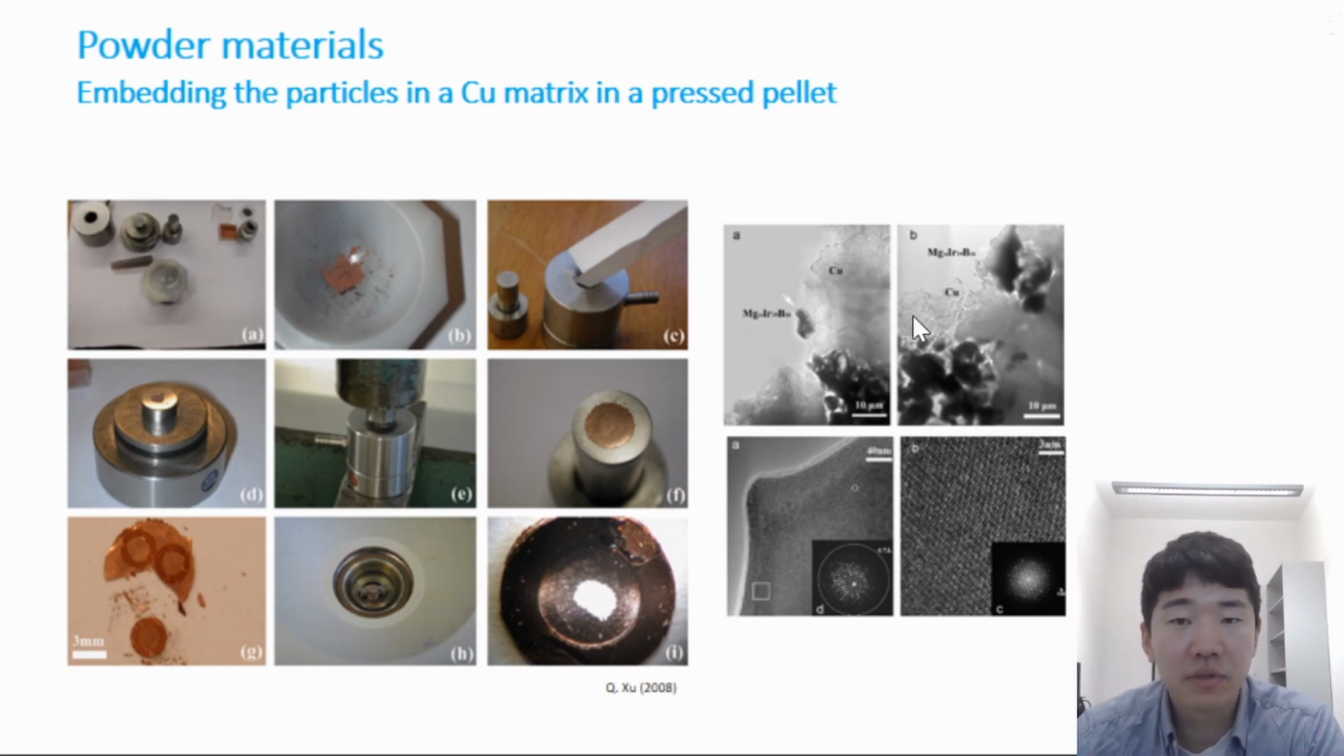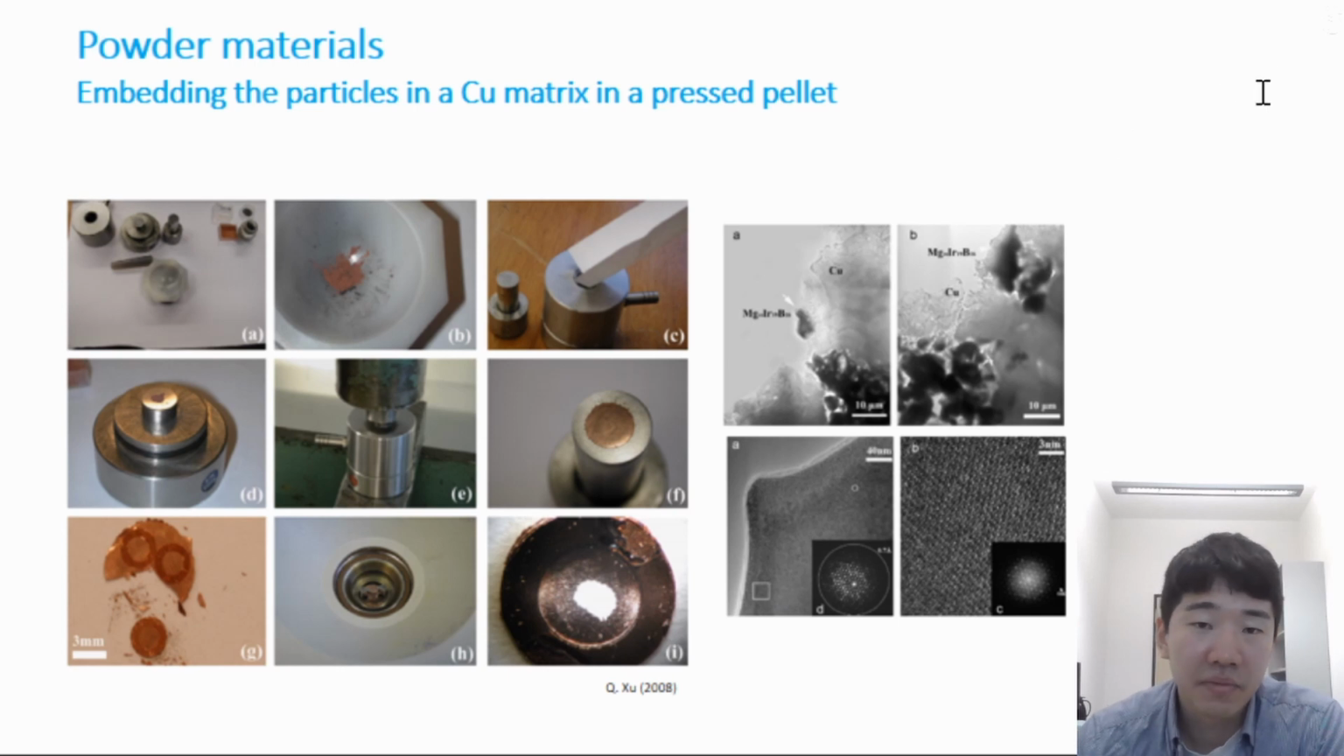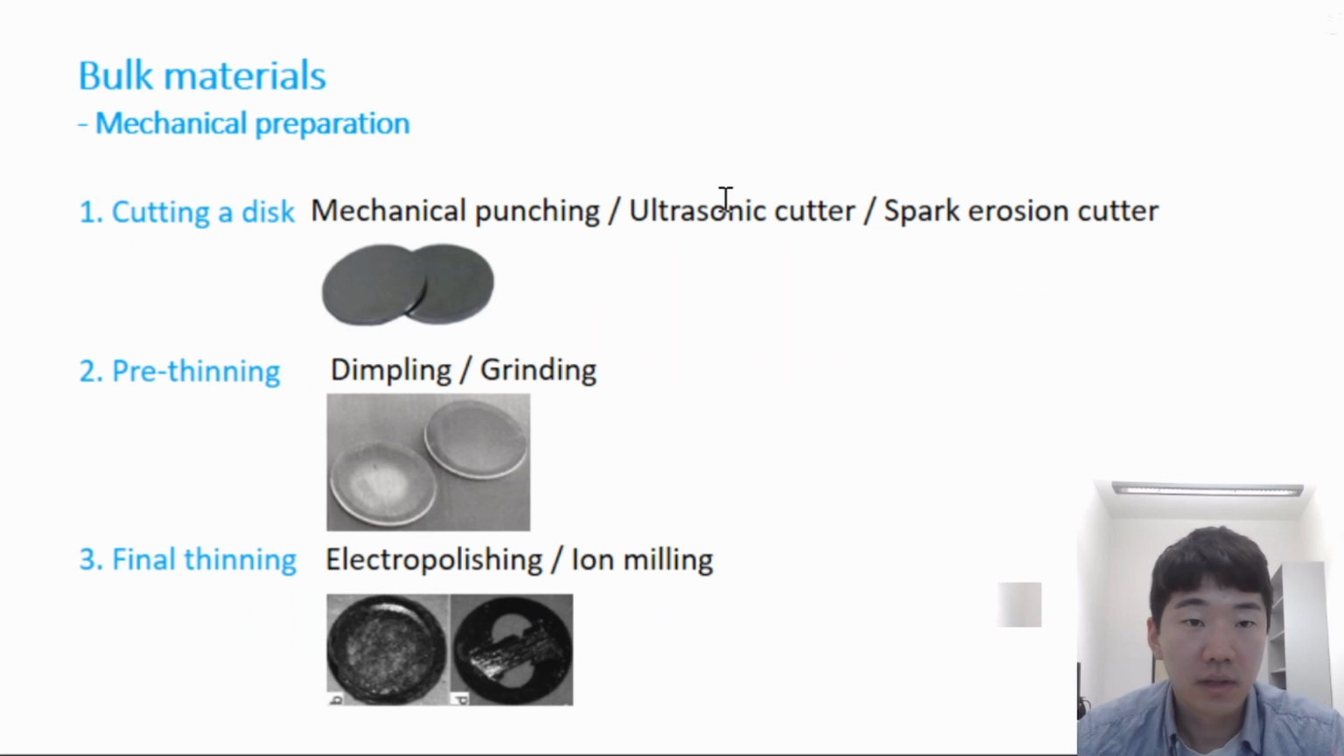Then you will observe the supporting copper matrix, and those particles are the area of interest. You can also go to higher resolution. In this research, I guess the sample is not thin enough, for sure, but we still can observe the lattices.